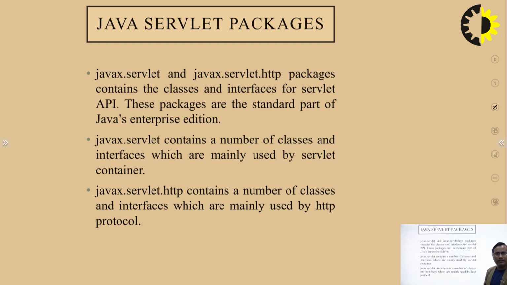So how can we create a Java servlet? For creating a Java servlet we need some packages, classes and methods. We usually use the javax.servlet and javax.servlet.http packages, which contain various classes and interfaces of the servlet API through which we can create servlets. These packages are a standard part of Java Enterprise Edition. The javax.servlet package contains classes and interfaces mainly used by the servlet container, and javax.servlet.http contains classes and interfaces mainly used for the HTTP protocol.